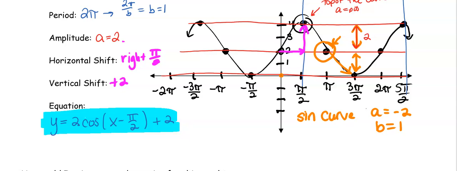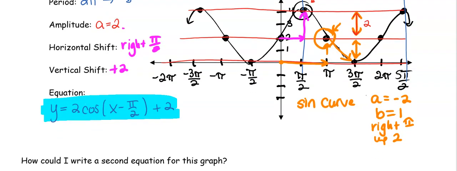When I think about, how did I shift to get all the way over here? I need to go right pi, and then I would be going up 2. So if I take all that information and write my equation, we have y equals my a value, which is negative 2 sine, we went right pi and up 2. But that's only if I changed that.